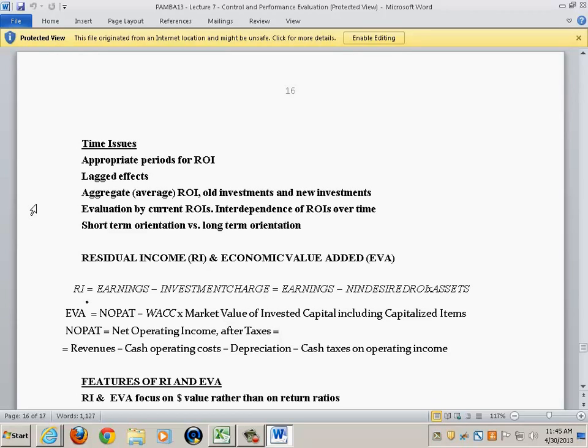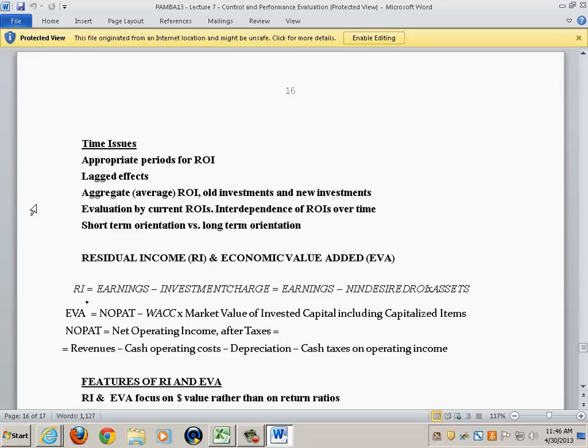We'll go through a numerical example. MIN goes for min desired ROI. That's a bit difficult to read, but it's min desired or min required ROI, and you multiply it by the value of the assets. So what you get is, what is the minimum income that you require, right?